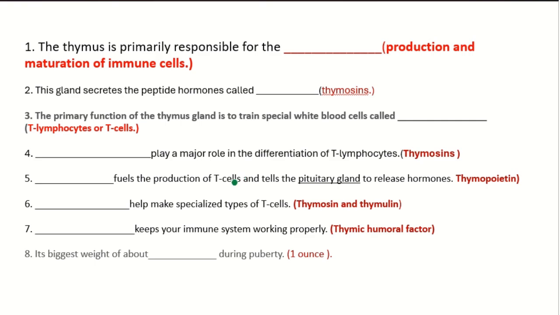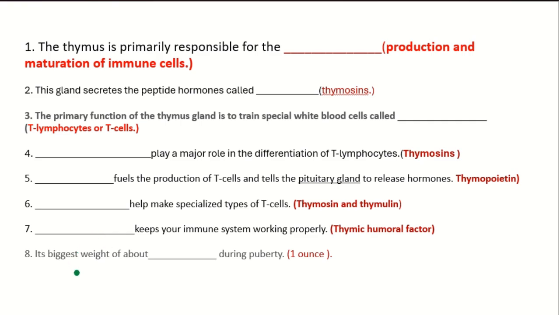Come to the next question. Dash helps make specialized type of T cells. It is thymosin and thymulin. Very good. Nearly 15 members answered. Then question number 7: dash keeps your immune system working properly. What is that? Thymic humoral factor. Only 2 answered. Thymic humoral factor. Very good.